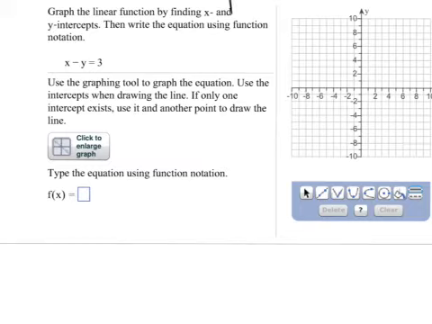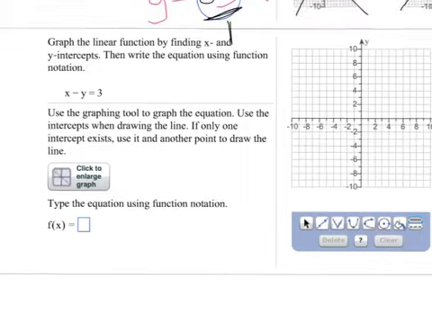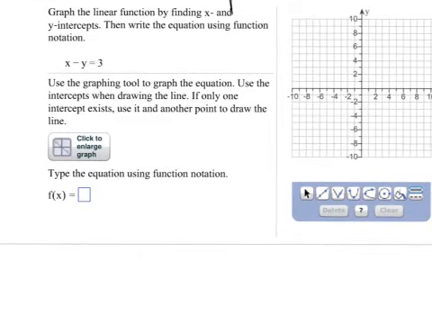Question number 8 says graph the linear function by finding x and y-intercepts. Then write the equation using function notation. The equation is x minus y equals 3. Remember, to find the x-intercept, we're going to let y be 0, and to find the y-intercept, we'll let x be 0 in our equation.